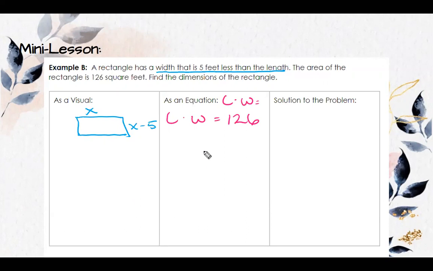Genesis, what's L? What does L represent? But what part is L? So I should put, instead of L, I'll put what? X. Instead of W, I'll put what?